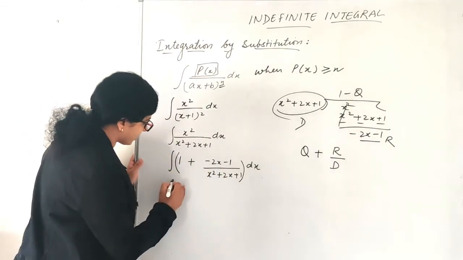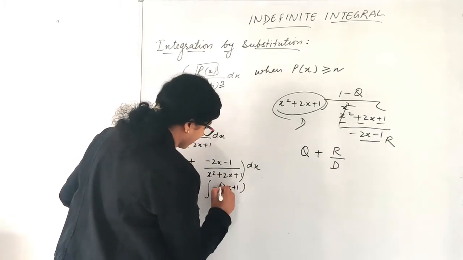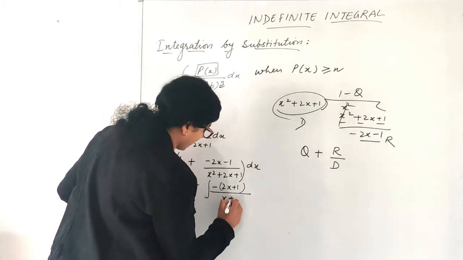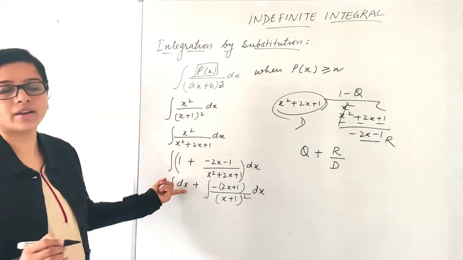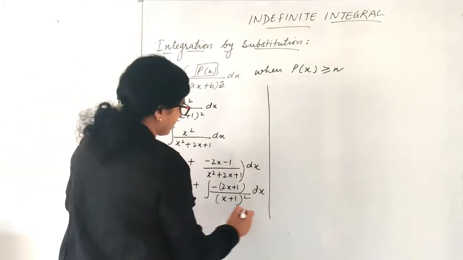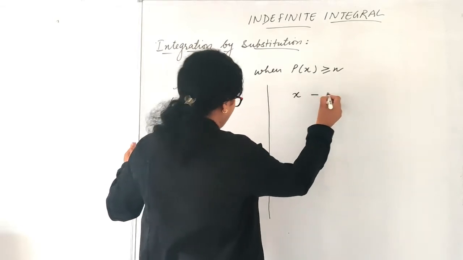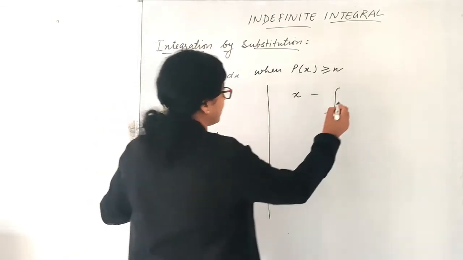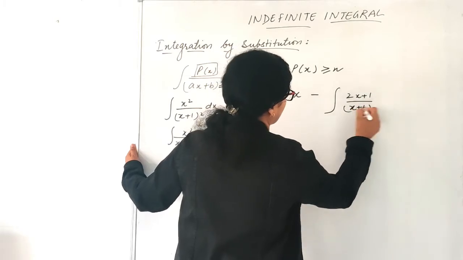So I can write this as dx plus minus 2x plus 1, you can take the minus sign common, upon x plus 1 whole square dx. Now this can be directly written as x, and how we will integrate this part, this we will check. So now this became the first case, right? So x minus, this I have taken out outside, 2x plus 1 upon x plus 1 whole square dx.